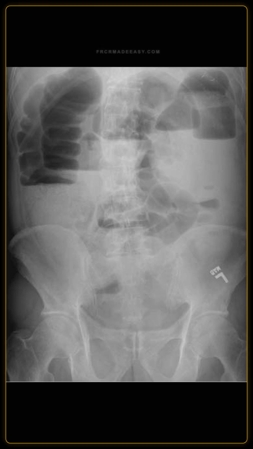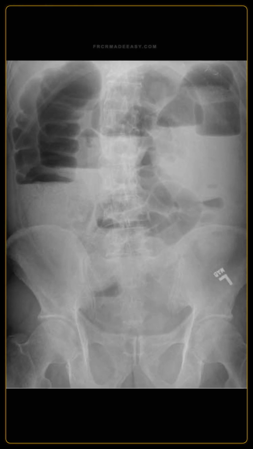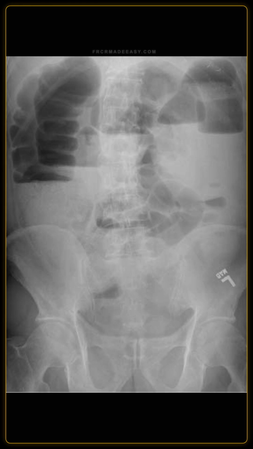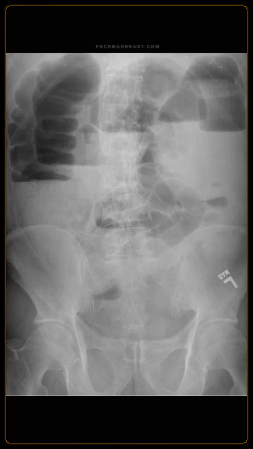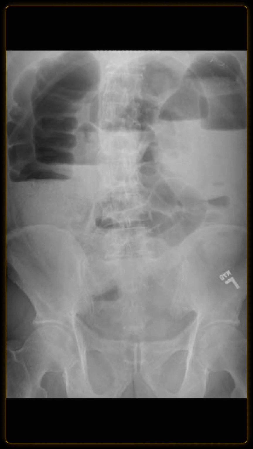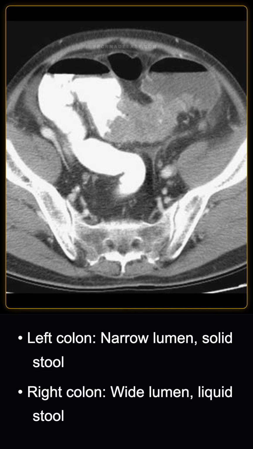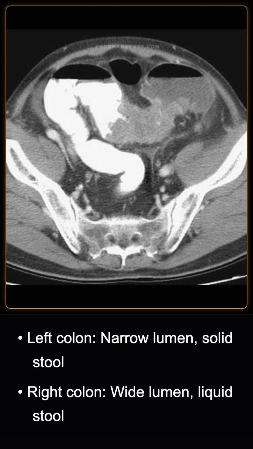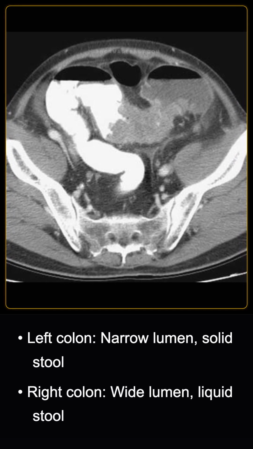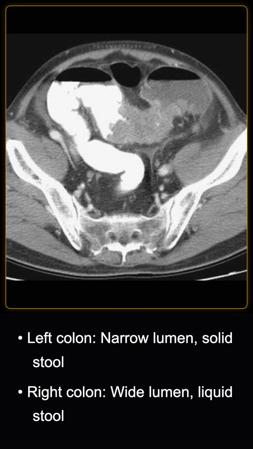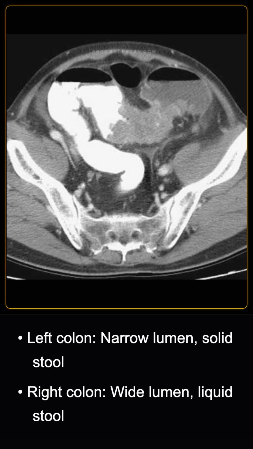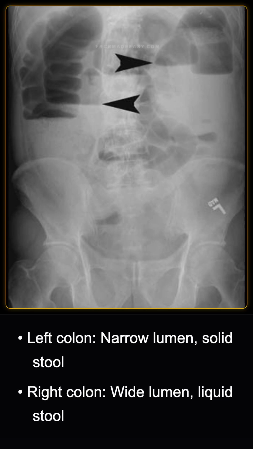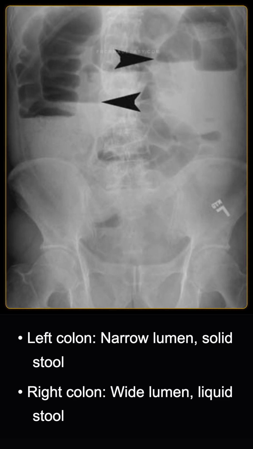Why do left-sided colon cancers frequently present with obstruction or changes in stool caliber, whereas right-sided cancers classically present with occult anemia? If we look closely, the left colon has a much narrower anatomical lumen, and the stool is highly solid, meaning even a moderate-sized mass can rapidly cause mechanical obstruction. In the right colon, the lumen is very capacious and the stool is liquid.